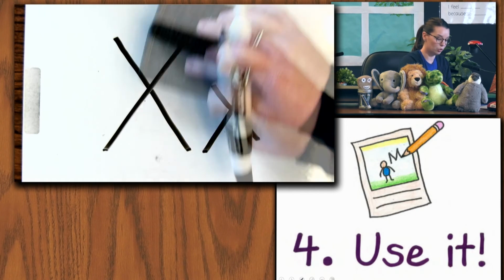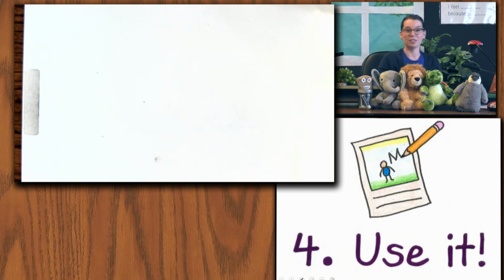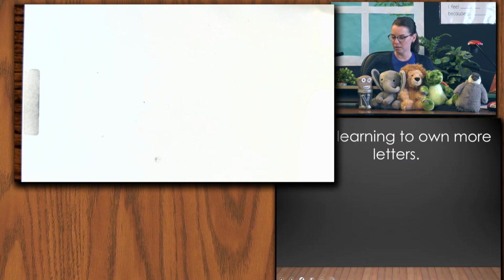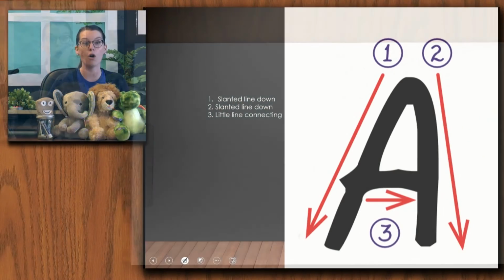Now you are going to practice using these letters today in your reading and your writing. That was so quick. We are learning to own more letters. We are learning to own the letters K and X today. Now, let's go back and review all the letters that we have learned so far.